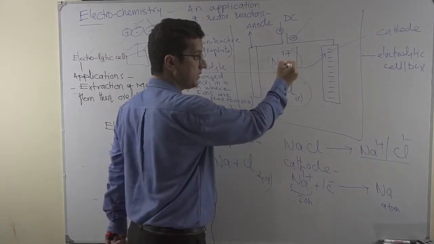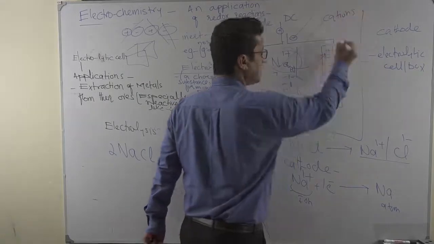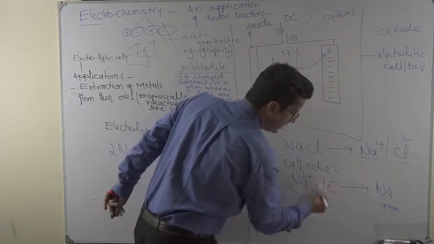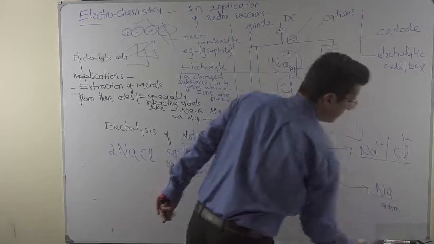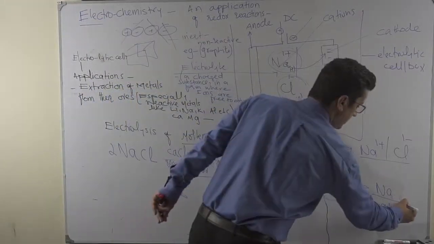Sodium ions, all sodium ions, rush to the negative terminal. They are positive. We call them cations because they move to the cathode and accept the electron there and turn to sodium metal. In the liquid form, it is obtained.